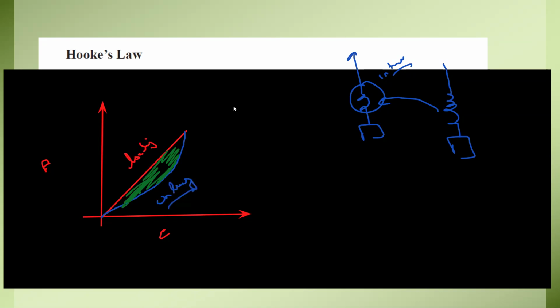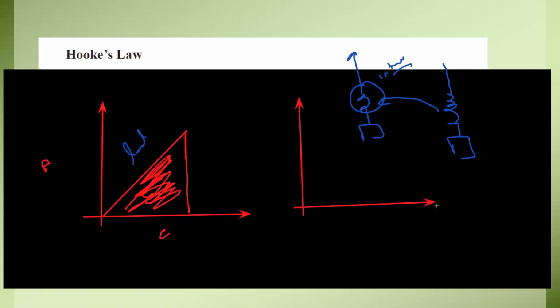We can calculate the area of the loading and unloading graphs. For example, to calculate the work done by us when loading, we take the area of the full graph. That is the work done by us when we are loading. When we are unloading, say this is the graph for unloading, we take the area of this graph to know how much work is done by the spring.